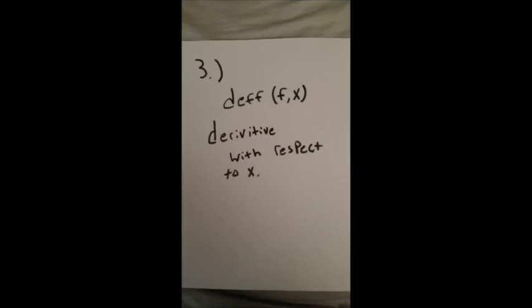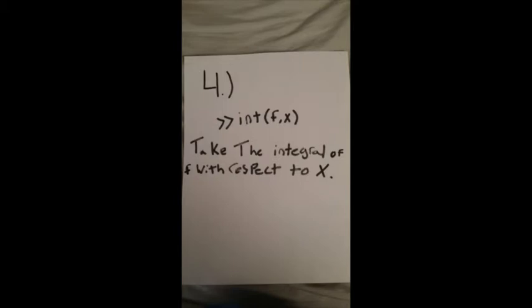The third part of the intrinsic functions the symbolic toolbox has to offer is DIFF, parenthesis, f comma x, end parenthesis. This takes the derivative with respect to x. The fourth part about the intrinsic functions the symbolic toolbox offers is INT, parenthesis, f comma x, end parenthesis. This takes the integral of f with respect to x.